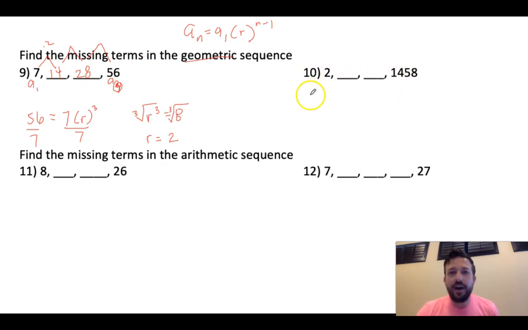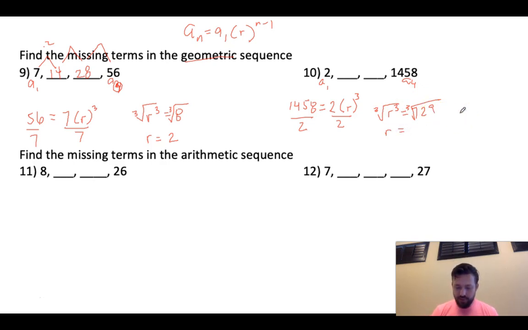So it'd be, this is a_1, this is a_4. We're going to do 1458 equals the first term, 2, times the ratio raised to n minus 1, which, our n is 4, minus 1 is 3. So we're going to solve for r. 1458 divided by 2 is going to be 729. So we got r cubed equals 729. Then you just do the cube root, right? So r is going to be the cube root of 729.